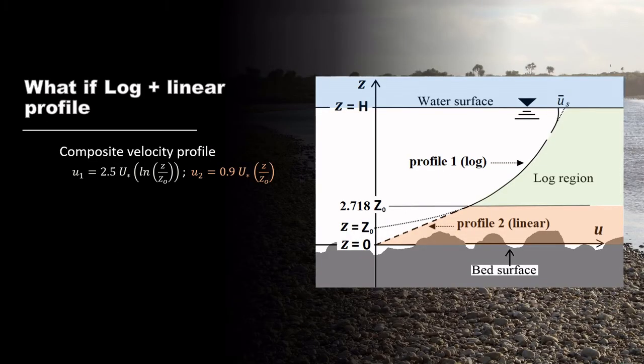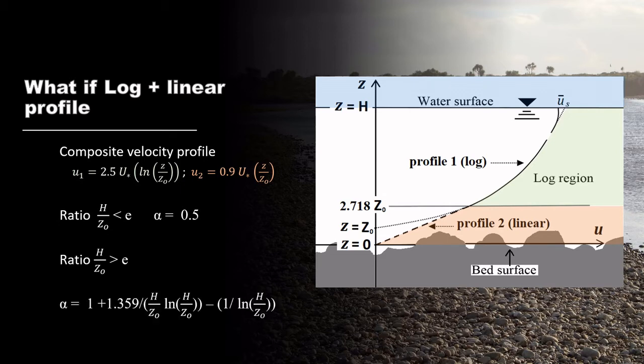We can look at more complicated composite profiles. We won't go into this in a lot of detail, but you can see mathematically we can still, for these, calculate equations for the alpha ratio, where there's a linear region with a log region on the top, and get estimates of what alpha should be.